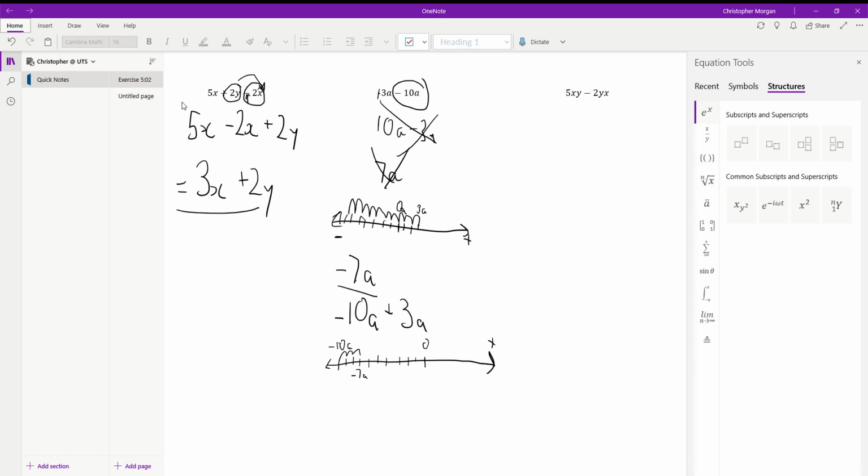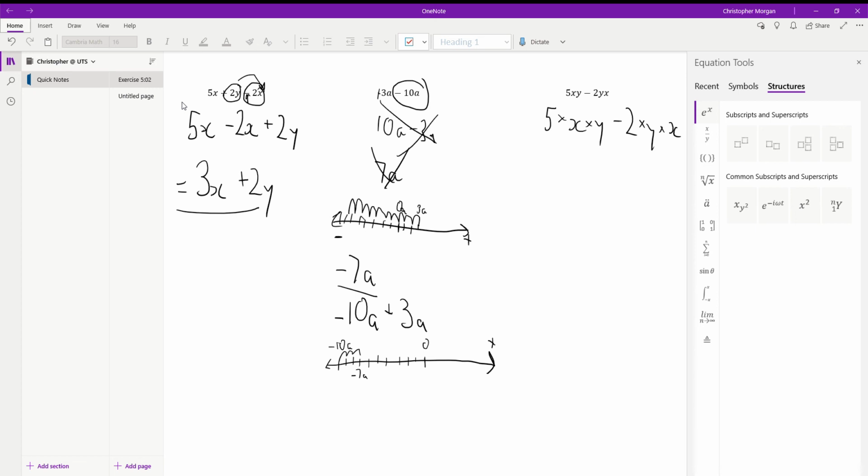All right, here's our last one. And it's important to remember here that 5xy actually means 5 times x times y. And remember what we said above? If they're all multiplied together, you can change their order. So what we find is we have minus 2 times y times x. They look different, but are they the same letters? Yeah, they are. They're just in a different order.